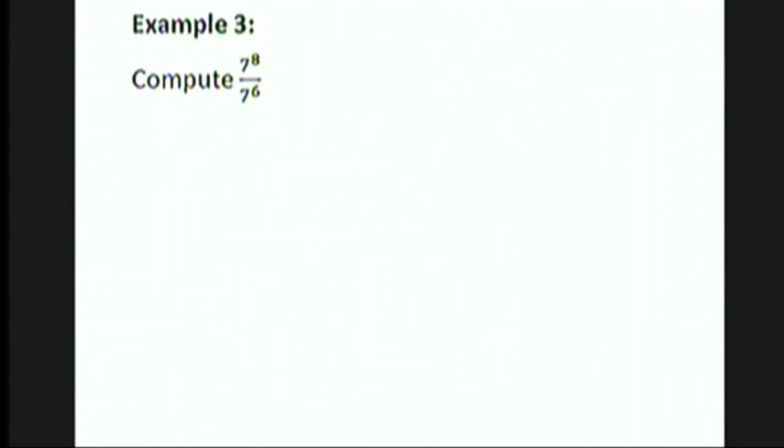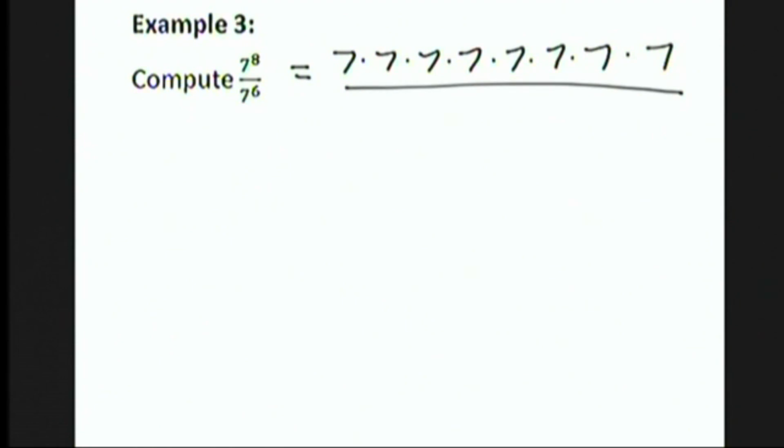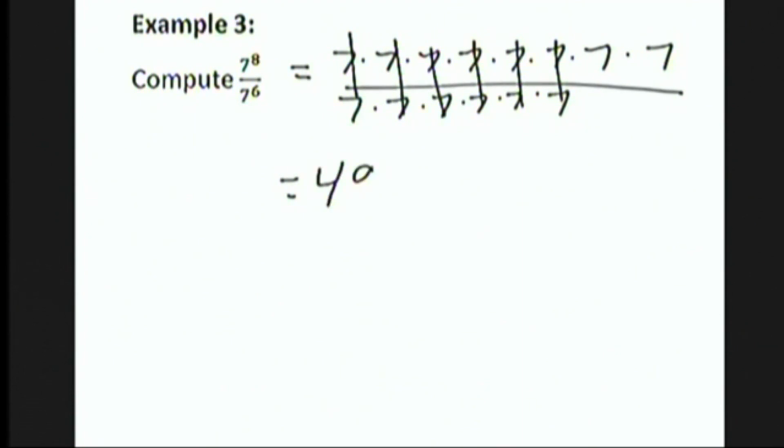Let's look at another example. We'll compute 7 to the 8th over 7 to the 6th. 7 to the 8th means multiply 7 times itself 8 times. 2, 3, 4, 5, 6, 7, 8. And 7 to the 6th means multiply 7 times itself 6 times. We could cancel, and we just get 7 times 7, which is 49.